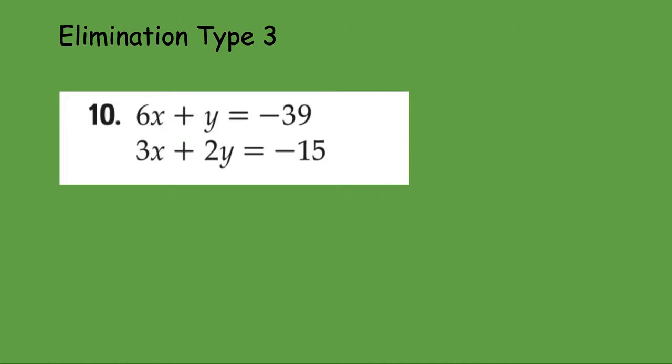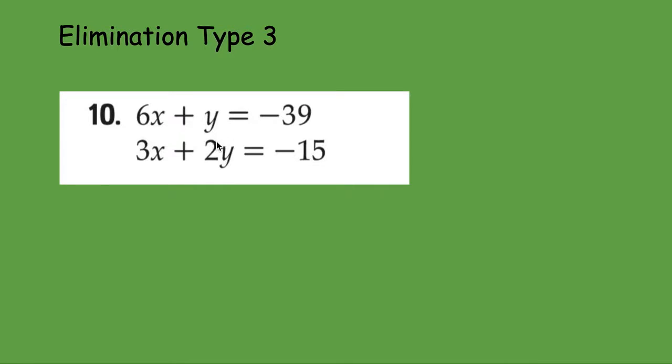Next type of elimination problem we're going to deal with has to deal with a situation where I'm going to have to multiply one of the equations by a number other than -1 to get to a situation where I have the same variable that has opposite coefficients as each other. All right, so let's take a look at this. We got 6x plus y equals -39, and then we have 3x plus 2y equals -15.